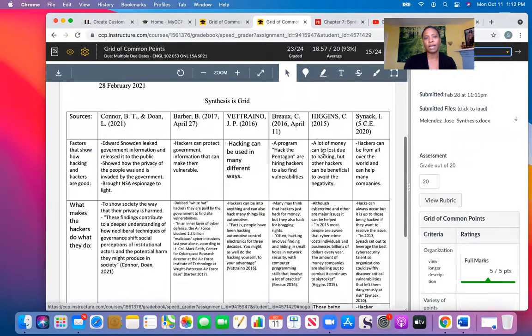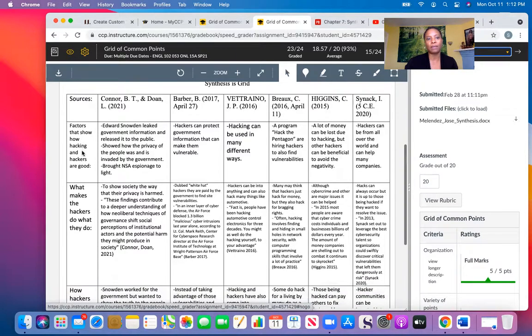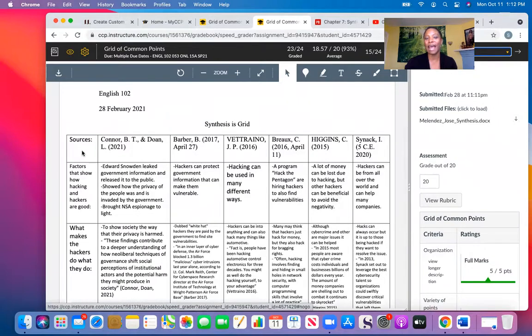So here's Jose, and here's his synthesis grid. He's a little bit more detailed too. He actually gives me the page, the year that it was published, which is great. He doesn't have to, but again, this is for him. He's setting it up. So again, here are the authors at the top, and his is about hackers, right?